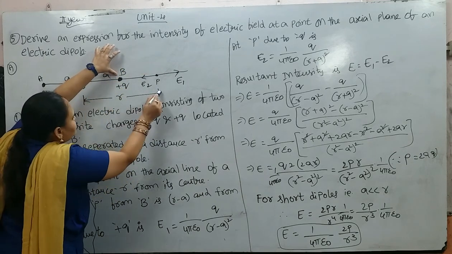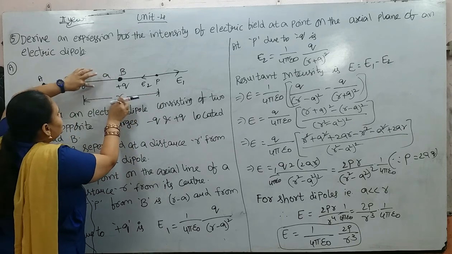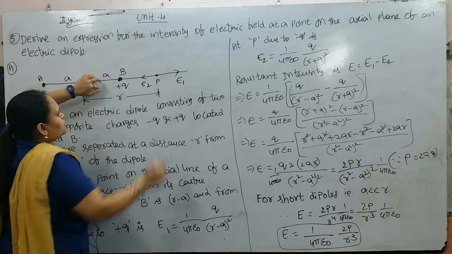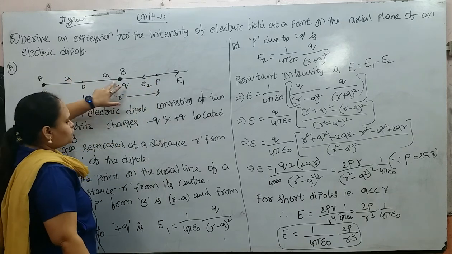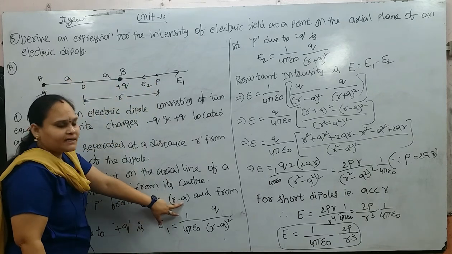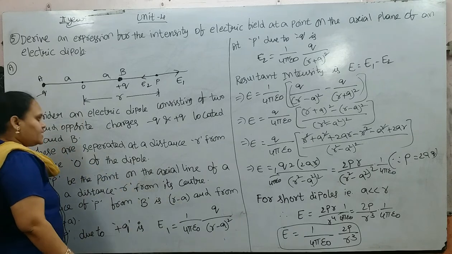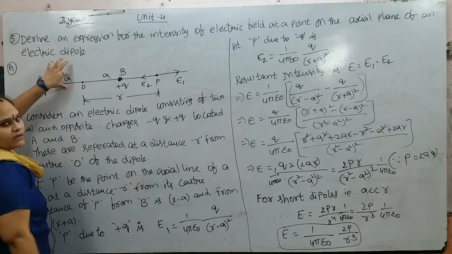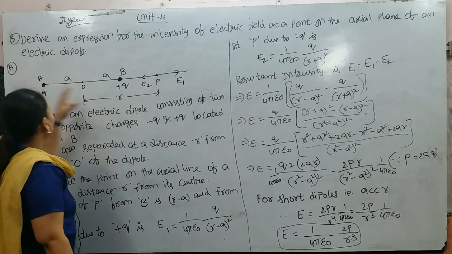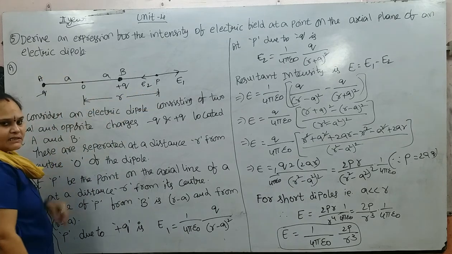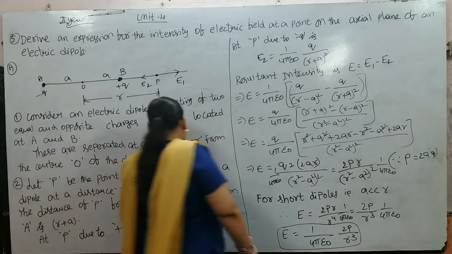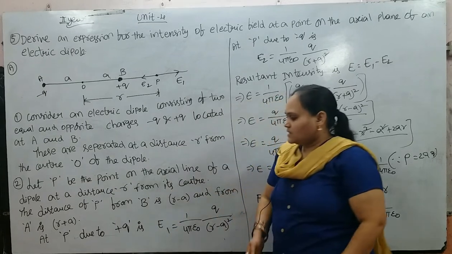See, the total distance is r and here the distance is a. So we want this distance only. The distance from P to B is nothing but r minus a. And here is A, which is also at distance a from the center. So the distance from P to A is nothing but r plus a. Now the distance of P from B is r minus a and from A is r plus a.